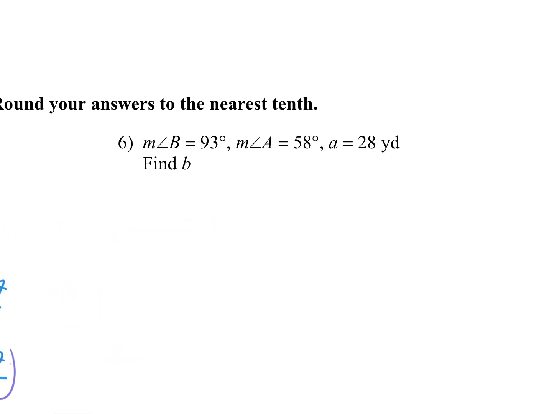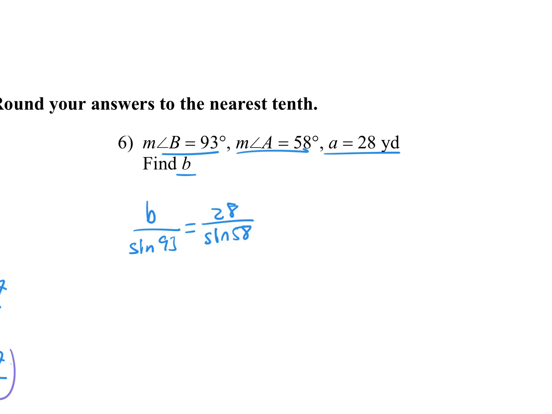All right, now this one, take a look at what we have. We have an angle A and a side A. That's a pair that matches, so I can use law of sines. I'm given an angle B, so I can easily find my side B. I would use the version of law of sines that has the side B on top. So I get B over sine B, which is B over sine of 93, equals A over sine A, which is 28 over sine of 58.